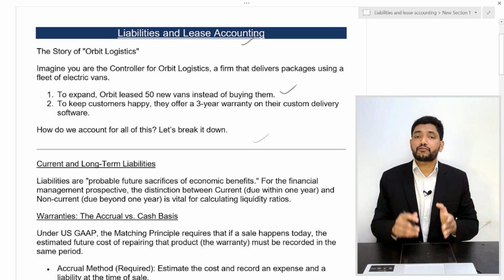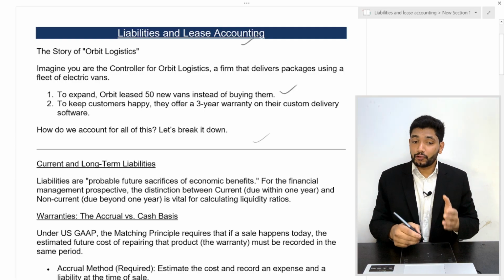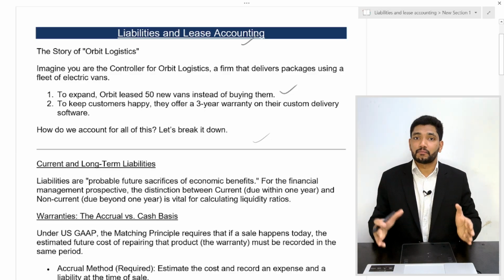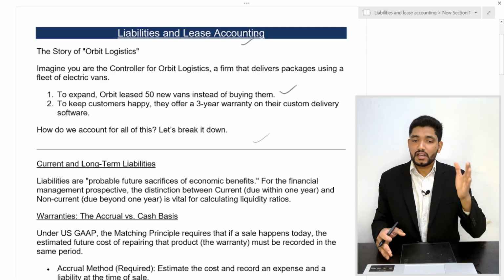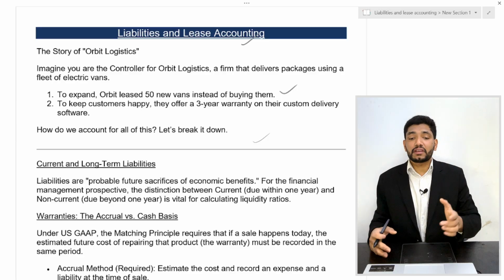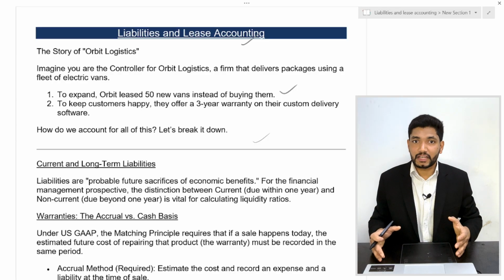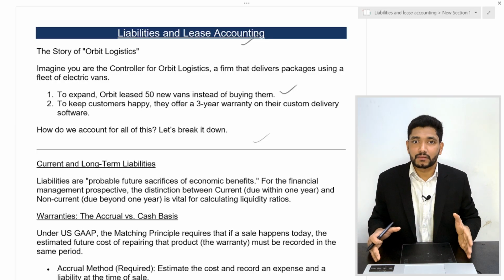So, two cases are there. First thing, to expand their operation, they leased 50 new vans instead of buying them. That's what we call leasing or renting. And also, to keep their customers happy, they are now giving 3 years warranty on their custom delivery software. So, the warranty is a liability for the company.